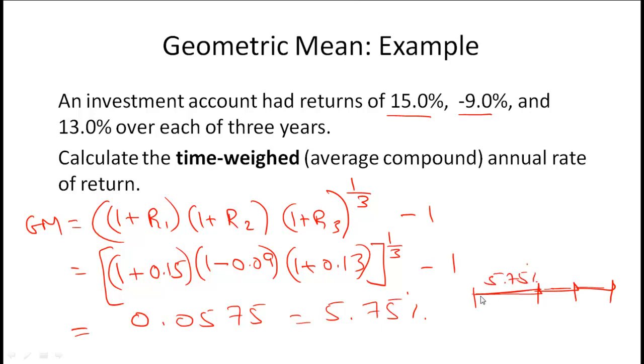5.75%. So if you had an investment where you got 5.75%, 5.75%, and 5.75% over 3 years, the amount of money that you have at the end is equal to what you would have if the return was 15%, minus 9%, and 13% over the 3 years.